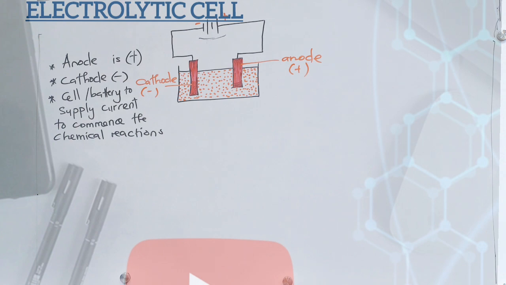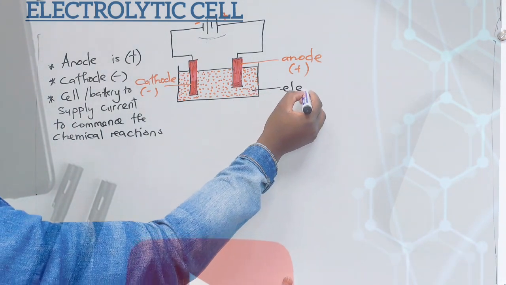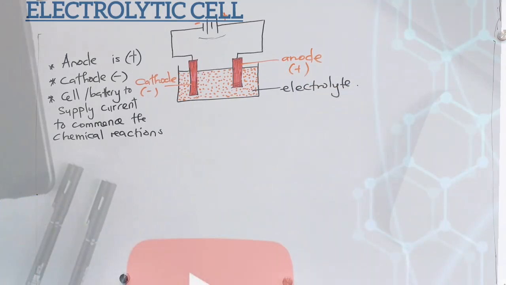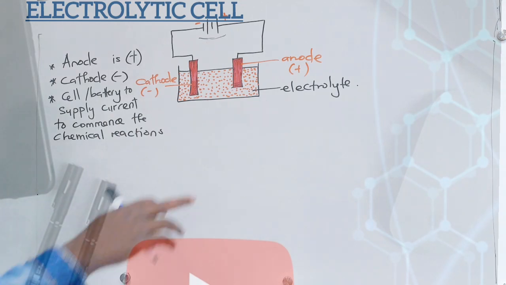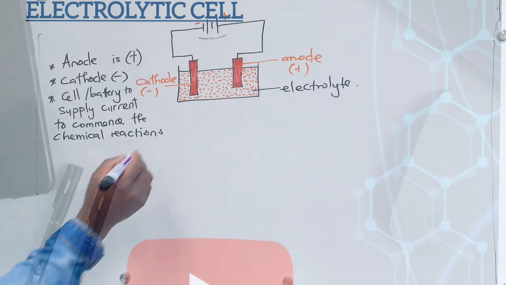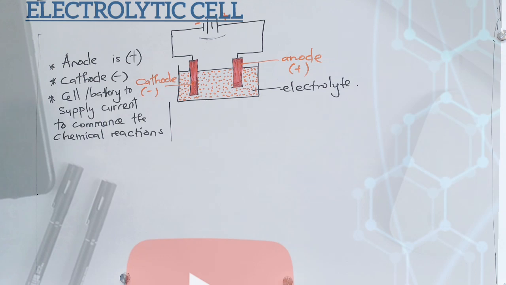Then we have the electrolyte. The electrolyte allows the movement of ions from one electrode to another through the external circuit. So we're saying redox reactions in electrolytic cells are not spontaneous.